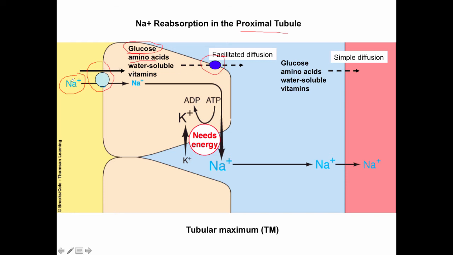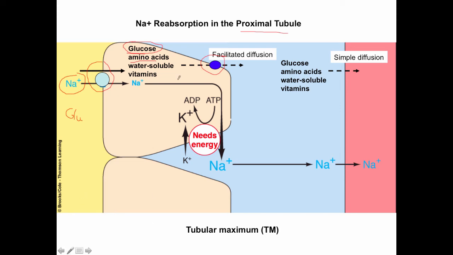We start to run out of available transporters, and we're reabsorbing glucose as fast as we can, but it's not enough, and some glucose remains in the urine. Okay? And that's where you see it when you do a urinalysis of someone with hyperglycemia and diabetes.